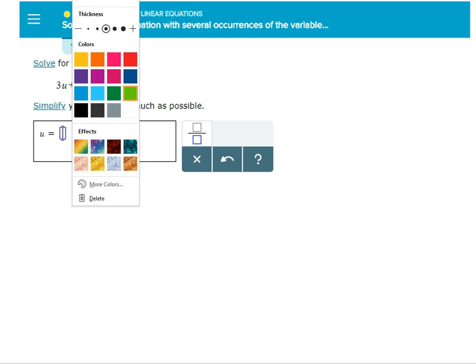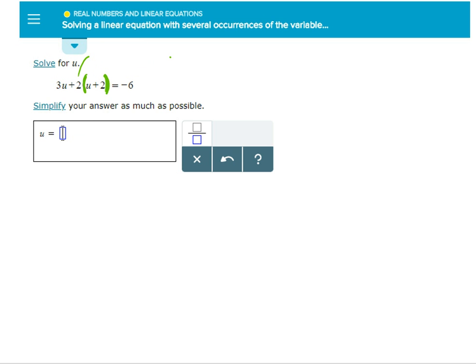And what you're going to distribute, whoops, sorry about that, is the 2 in front of the parentheses. Now, this 3u right here, that's still there. I haven't messed with him. But when I distribute the 2, I'm going to get plus 2 times u is 2u, plus 2 times the 2 is a 4. The parentheses end, so I'm just going to copy the equal sign and the negative 6. The parentheses are gone.